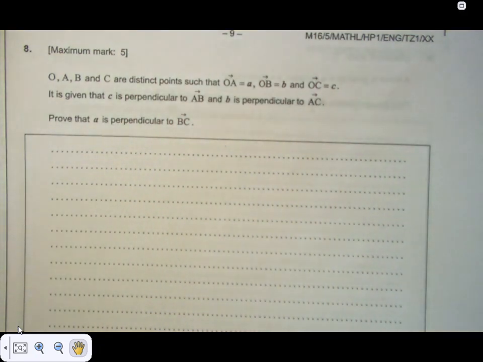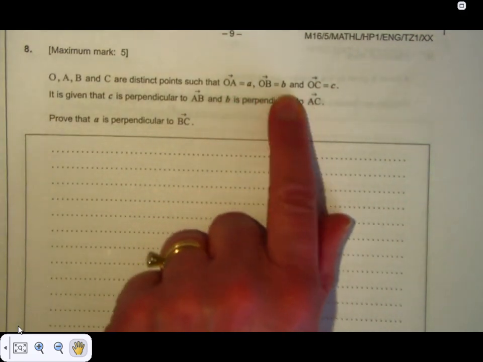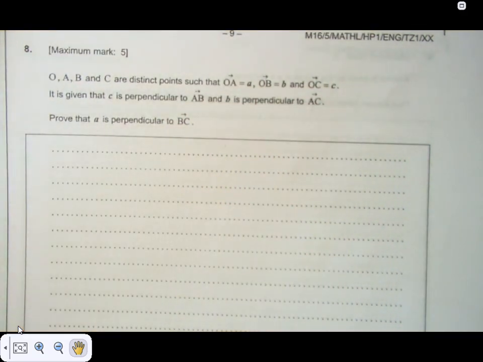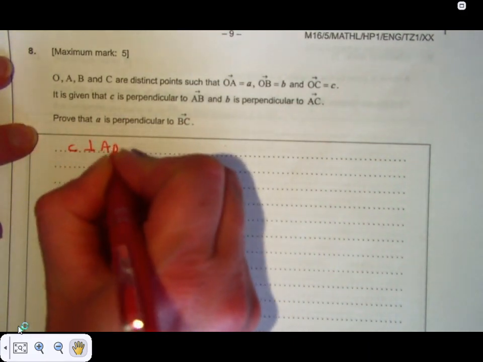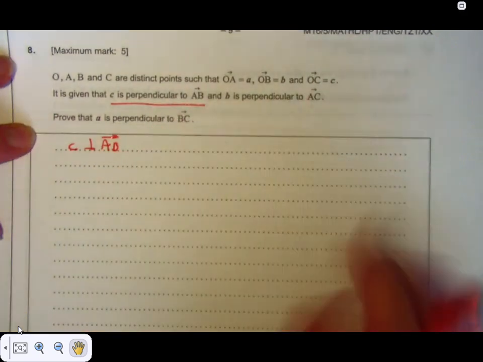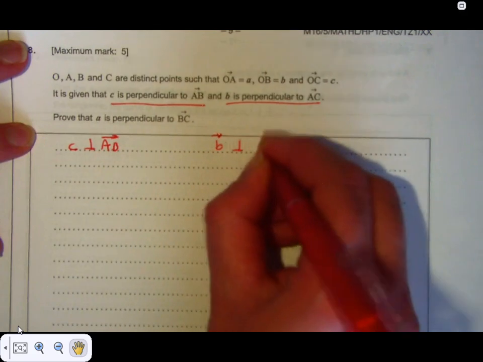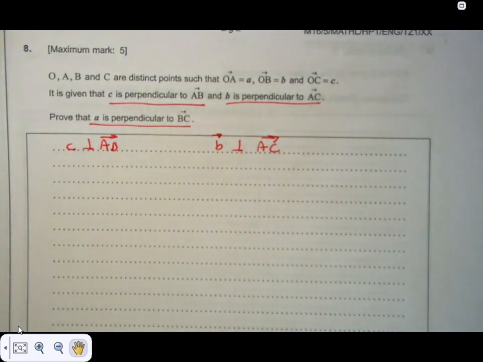It says O, A, B, and C are distinct points such that vector OA is A, and that's A with a line over it because it's bolded, OB is B, OC is C. It is given that C is perpendicular to AB. I'm going to write that down because that sounds important. And B is perpendicular to AC. And they want me to prove that A is perpendicular to BC. So that's what I've got to come up with.